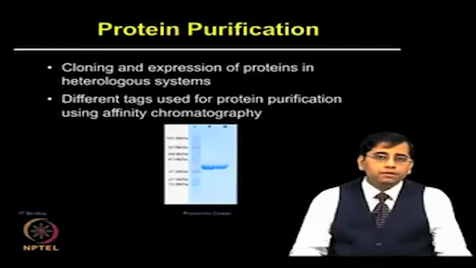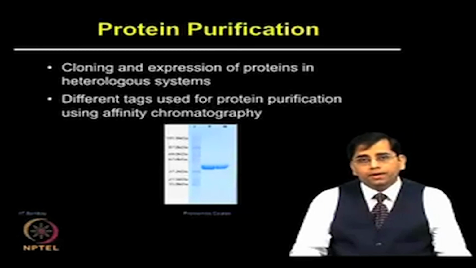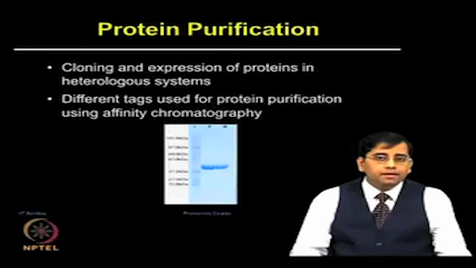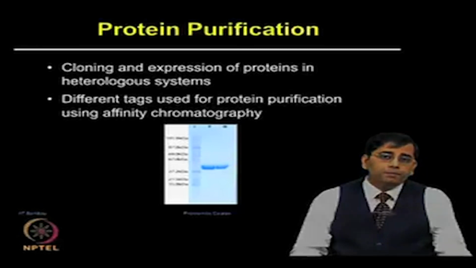Advances in molecular biology have allowed cloning and expression of proteins in heterologous systems, for example, E. coli and S. cerevisiae, and various tags such as histidine 6 tag, glutathione S-transferase (GST) and maltose binding protein (MBP). These tags have been used for affinity chromatography based protein purification. The large scale protein production involves tedious cloning, expression and purification steps.